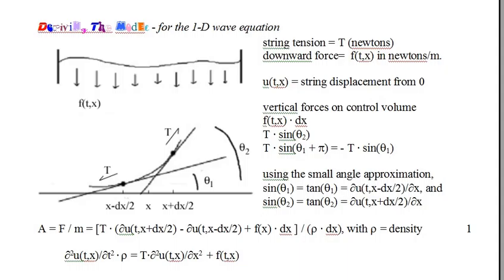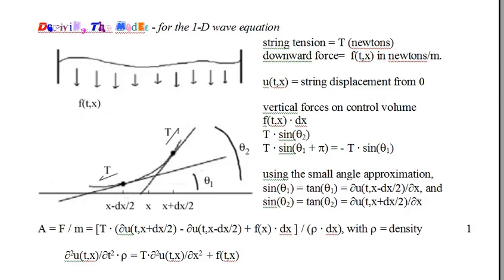We will assume that the string only moves vertically, and so we are interested in the vertical component of force on the control volume, which at x plus dx over 2 is T times the sine of the angle that the tangent to the string makes with the x-axis, theta 2 in the diagram.